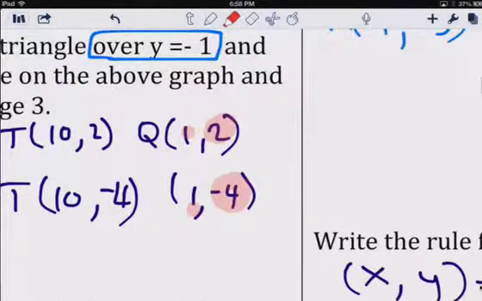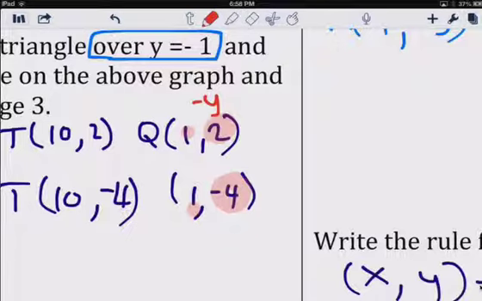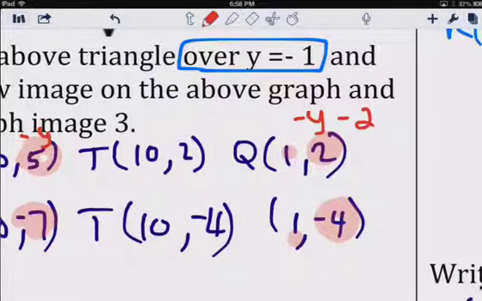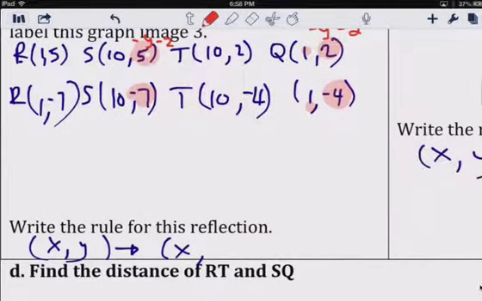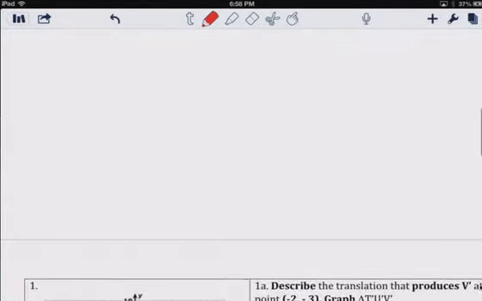Aha, I see it. We make y negative. So if you put in 2, you get negative 2, and then to get the negative 4, we need a minus 2. Let's see if that holds true here. Y is negative, so negative 5 minus 2 gives you negative 7. Yep. X stays the same, and the rule for y is negative y minus 2. That's your rule. That's how you come up with rules, guys.